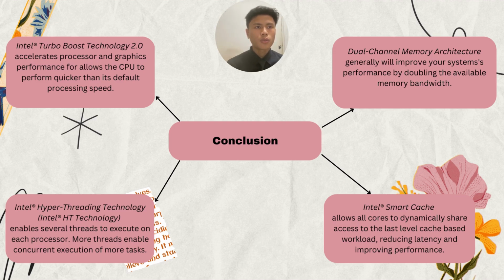Number 3, dual channel memory architecture generally will improve your system's performance by doubling the available memory bandwidth. Number 4, Intel Smart Cache allows all cores to dynamically share access to the last level cache based on workload, reducing latency and improving performance.